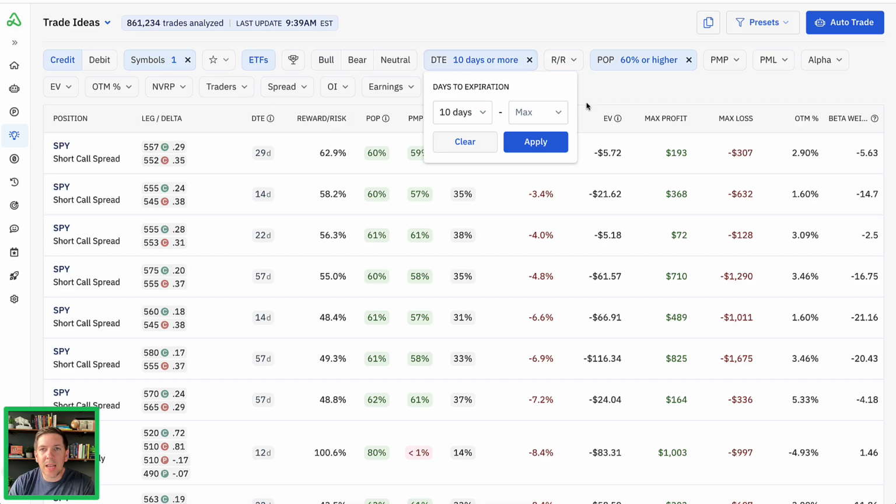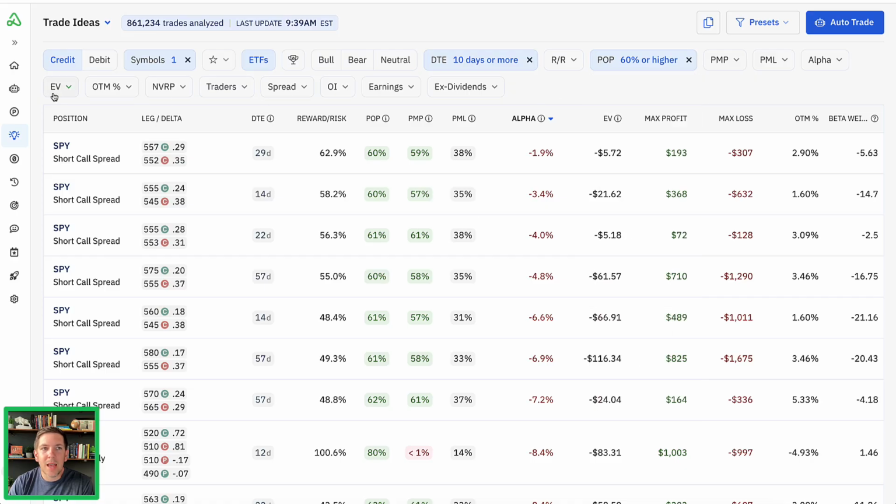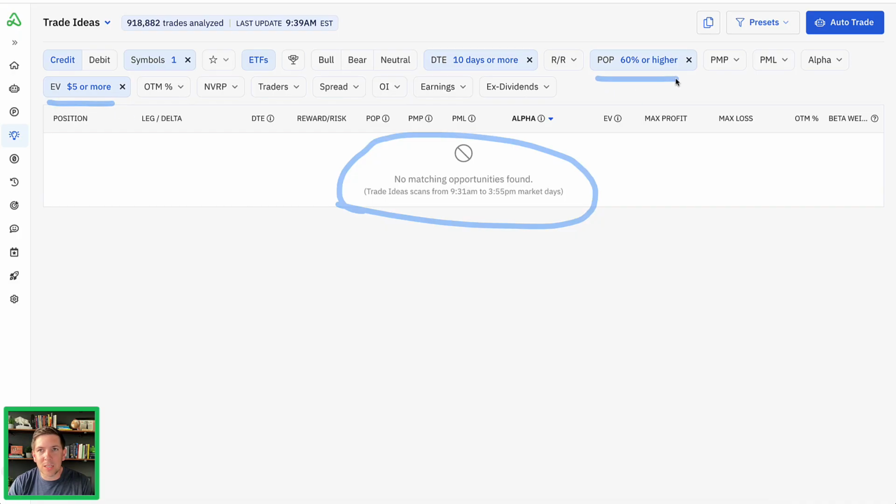I want a trade that's 10 days out. I want a trade that has a 60% probability of profit. And of course, I want a trade that has positive expected value. Now, this is actually the really important part here: right now in SPY, there are no trades that price out to a positive expected value with a 60% chance of success or higher.